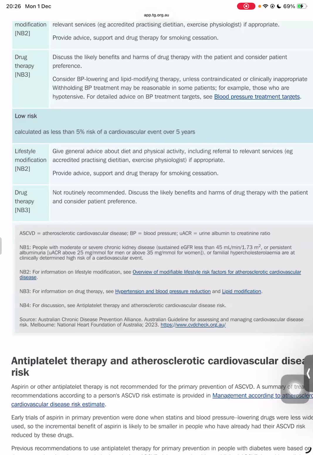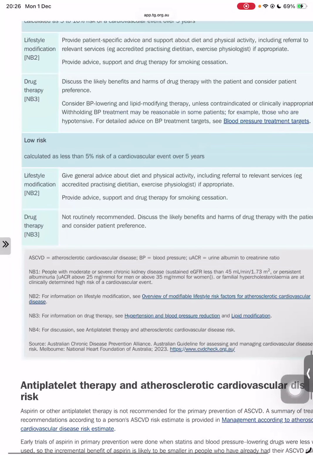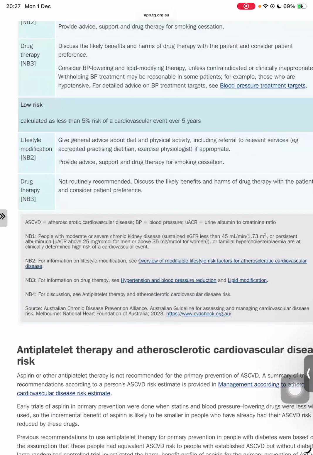We can refer them to the dietitian or exercise physiologist if appropriate. We can advise the patient about lifestyle modification. Then if the patient needs references, like from a dietitian or physiologist, we can provide advice and support, and if the patient is smoking, we can administer drug therapy for smoking cessation.